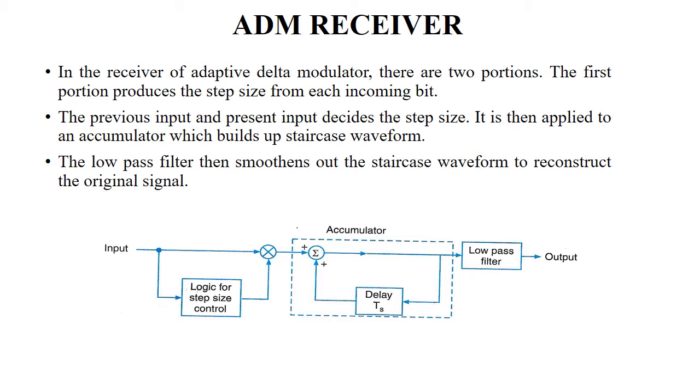Next is the ADM receiver. In the ADM receiver, there are two portions. The first portion will produce the step size and the second portion will process the incoming bit. The previous input and the present input will decide the step sizes. It is then applied to the accumulator, which will build up the staircase waveform. The low pass filter then smoothens the staircase waveform to reconstruct the original signal, so this will give the smoothened signal at the output.